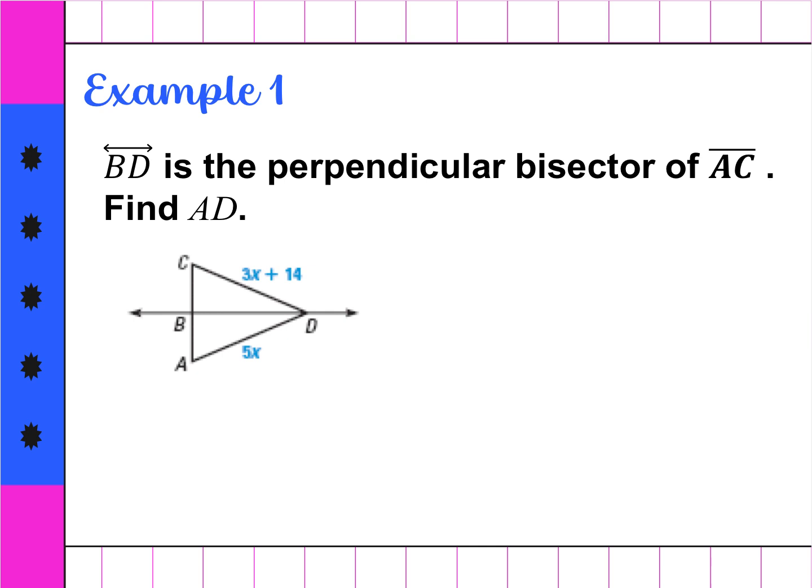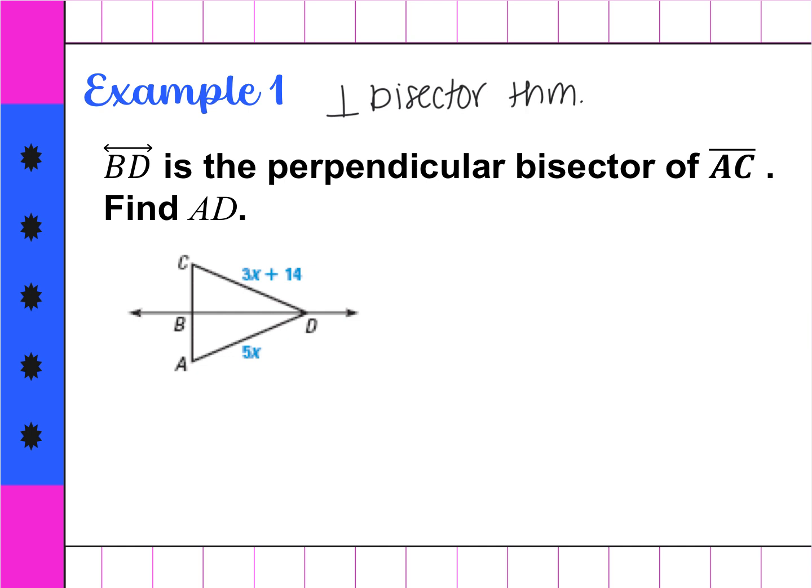All right, looking at example 1, it says BD is the perpendicular bisector of AC. So when I'm looking at this one, they are telling me my perpendicular bisector. I have to find my segments. So is this perpendicular bisector theorem or perpendicular bisector theorem converse? Which one is this? So they're telling me it's a perpendicular bisector. I have to find my segments. So this one is going to be perpendicular bisector theorem.